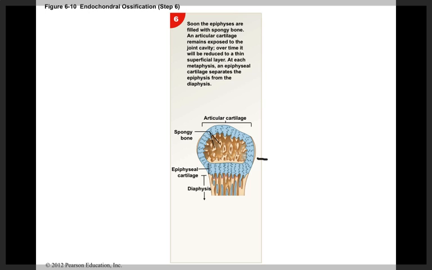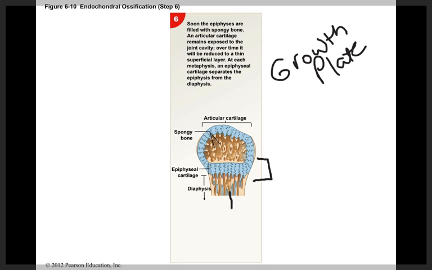We also see this area in here, which is called the epiphyseal cartilage. This is otherwise known as the growth plate. And what we see happening here is that in the diaphysis, osteoblasts are forming new bone, osteoclasts are breaking down this new bone, and at the same time we see in the epiphyseal cartilage that the hyaline cartilage chondrocytes are proliferating, and they're creating more cartilage, making the cartilage longer.